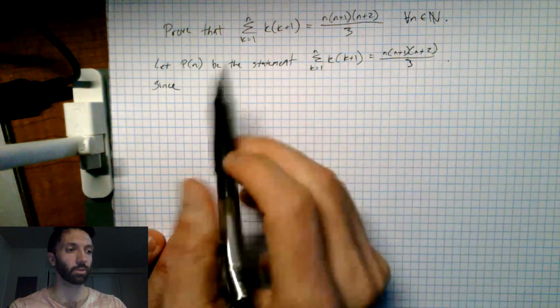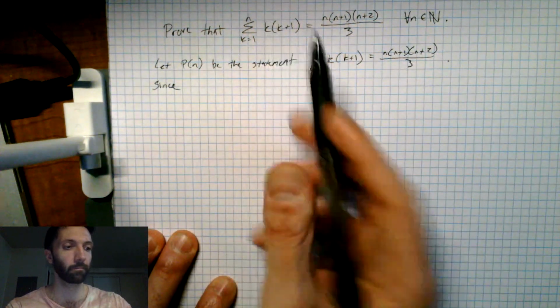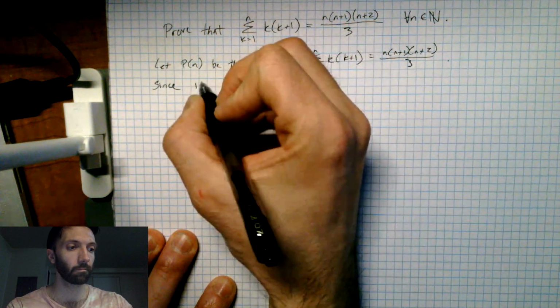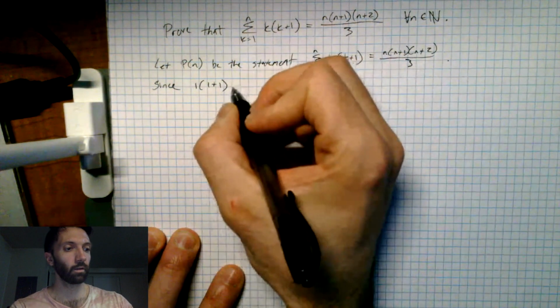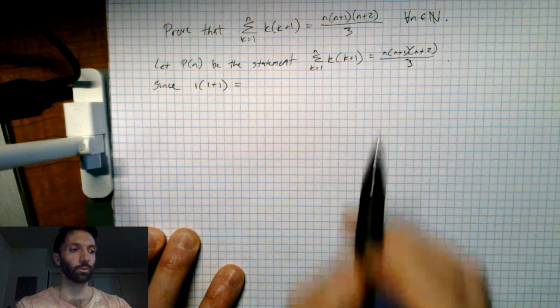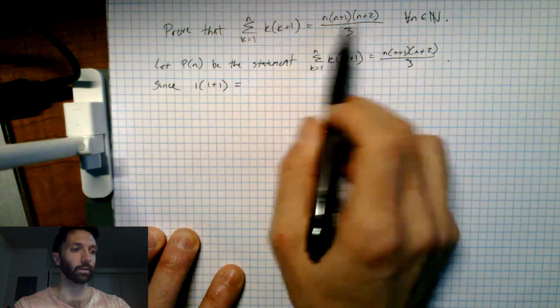So I'm going to substitute 1 in for my k's here. And now I'm going to substitute 1 in for my n's here.